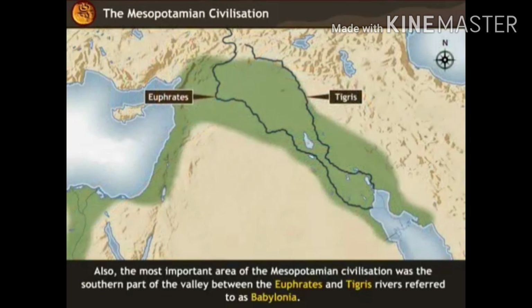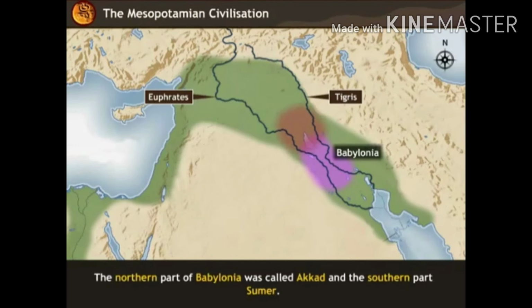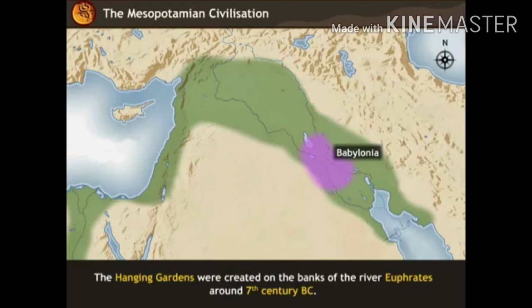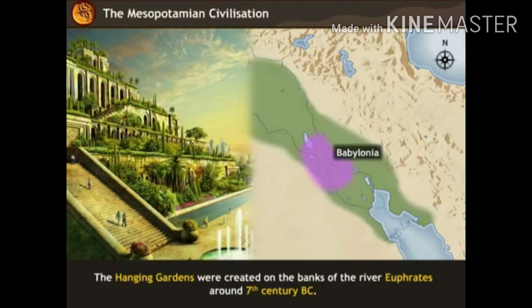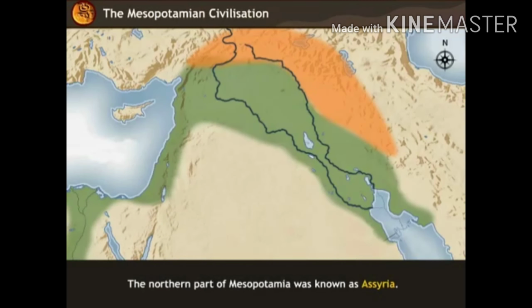Also, the most important area of the Mesopotamian civilization was the southern part of the valley between Euphrates and Tigris River, referred to as Babylonia. The northern part of Babylonia was called Akkad and the southern part Sumer. The hanging gardens were created on the banks of the Euphrates around the 7th century BC. The northern part of Mesopotamia was known as Assyria.